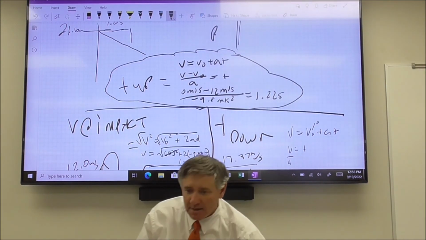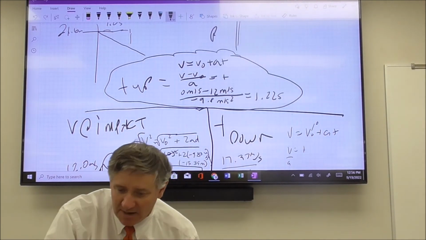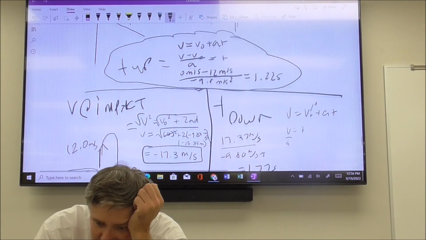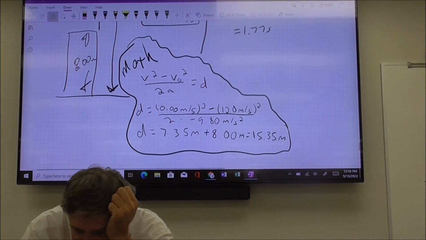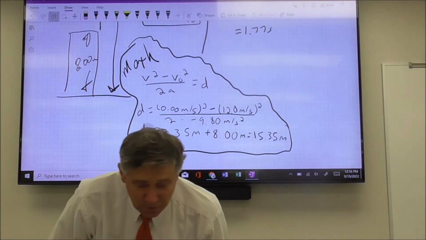That's it. Now, let's talk about the maximum height. So I'm going to move down here to this one. Now, this is where this one's cool.